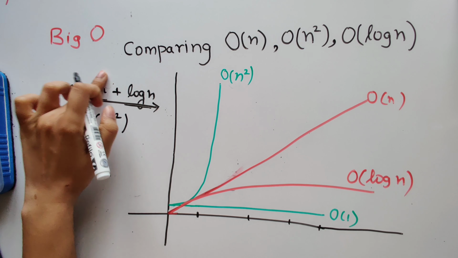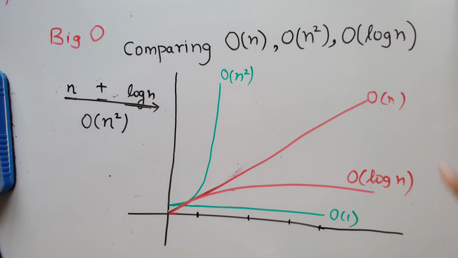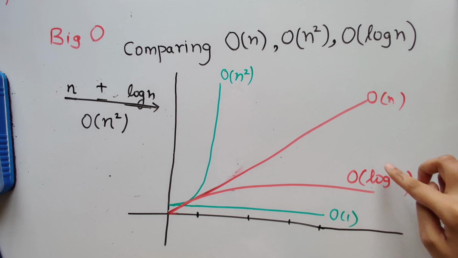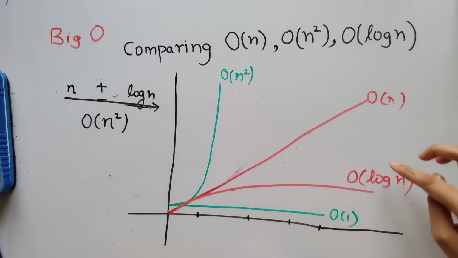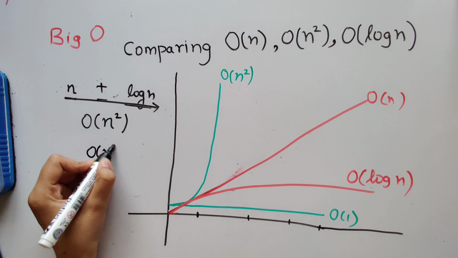Similarly, if n square was not there, what would be the time complexity? Would it be n or log n? It would be n, right? Because n comparatively is increasing more rapidly as compared to log n. So then the time complexity would be O of n.